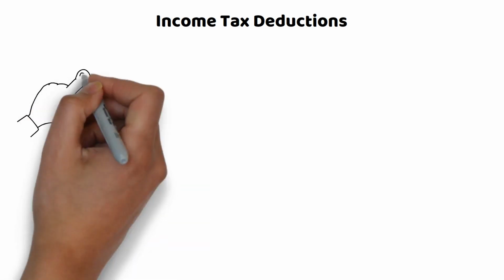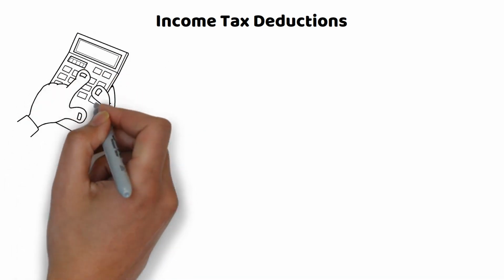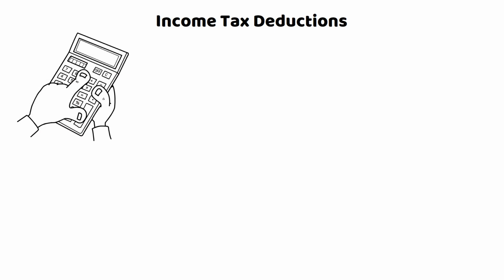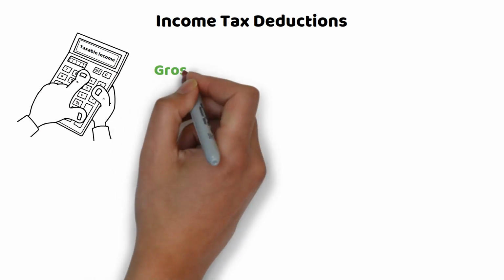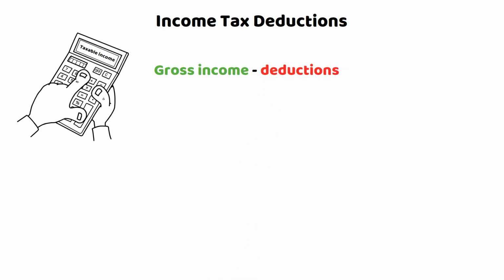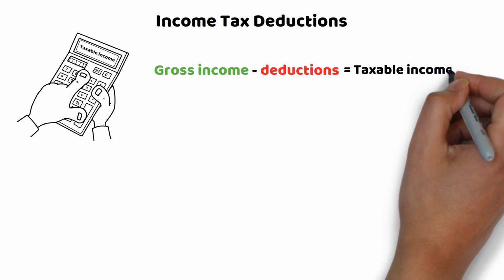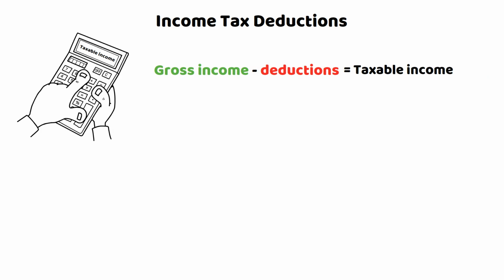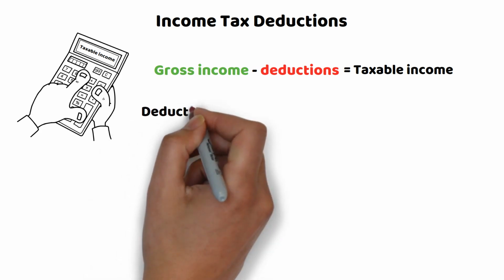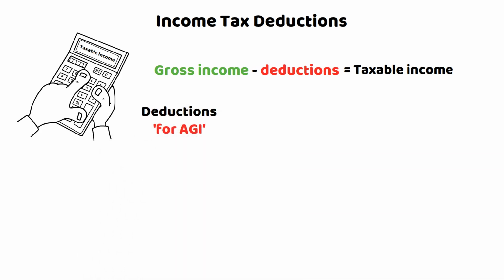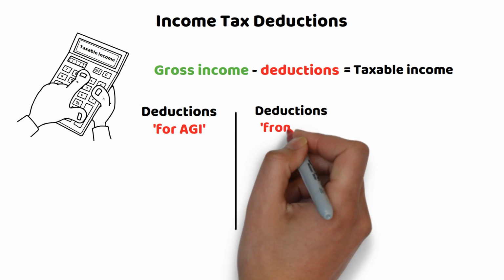Income tax deductions. Let's now turn to income tax deductions. In the context of U.S. income tax, understanding deductions is vital for taxpayers to accurately compute their taxable income. Tax deductions are expenses allowed by the tax code to be subtracted from a taxpayer's gross income, reducing the overall taxable income and, by extension, the tax liability. Tax deductions are categorized into two main types: deductions for AGI and deductions from AGI.